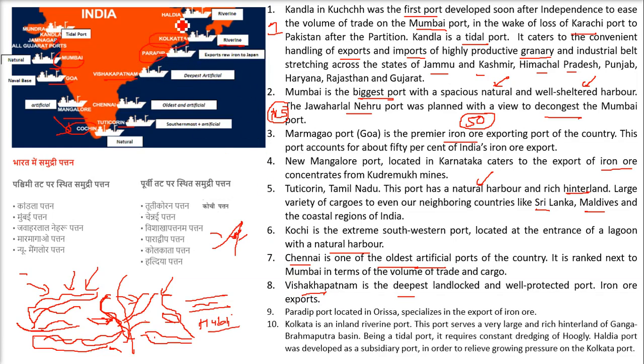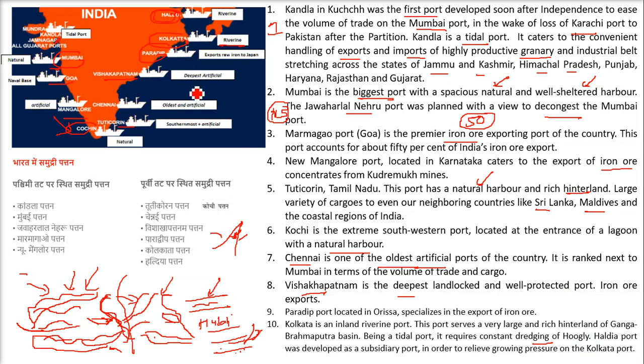Then we have Kolkata here, and then supporting Haldia. Kolkata is an inland riverine port. I told you about the Hooghly. This port serves a very large and rich hinterland of the Ganga Brahmaputra basin. It is a tidal port. It requires constant dredging of the Hooghly, because whenever a river goes to the sea, it has a lot of sedimentation in it. So that has to be cleared. That is, it requires constant cleaning or dredging of the Hooghly, of the sedimentation.